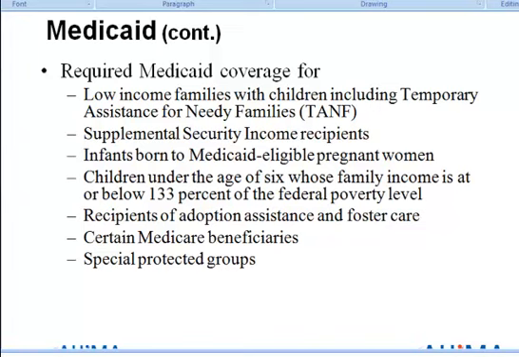For a state to qualify to receive these Medicaid federal funds, the state's program has to provide coverage for at least these groups here: the low-income families with children, supplementary security income recipients, infants born to Medicaid-eligible moms, children younger than 6 whose family income is at or below 133% of the federal poverty level, recipients of adoption assistance and foster care, certain Medicare beneficiaries, and our special protected groups.